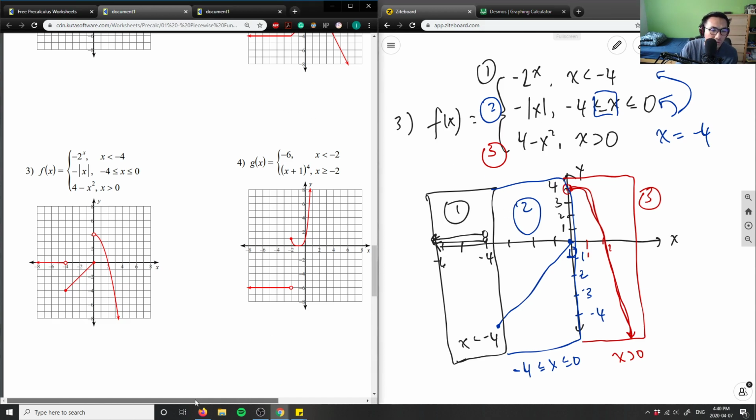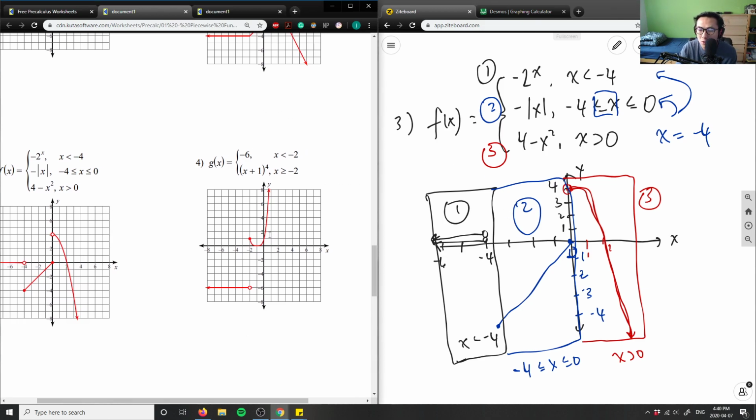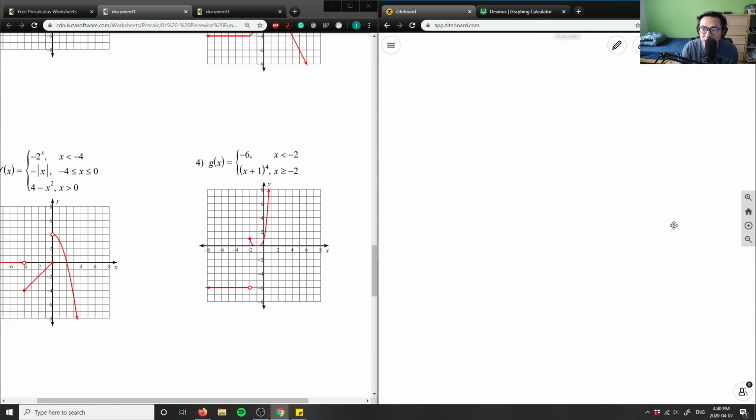So let's do number 4, and I think I'm going to do maybe two more questions, because graphing does take up a lot of time when I'm teaching how to graph a function. I know this is important, so it's a good thing that we're spending time on this as well.